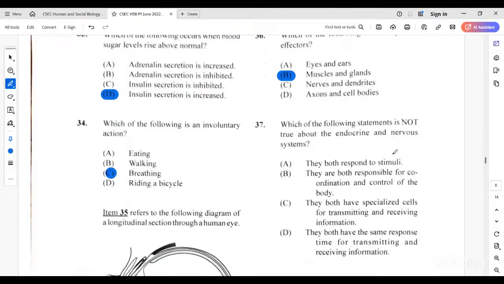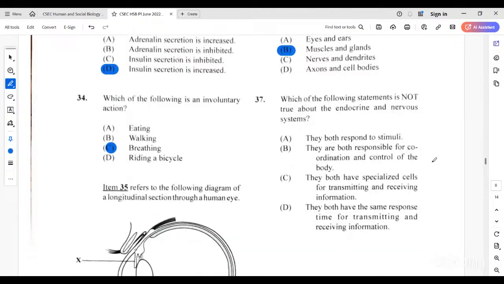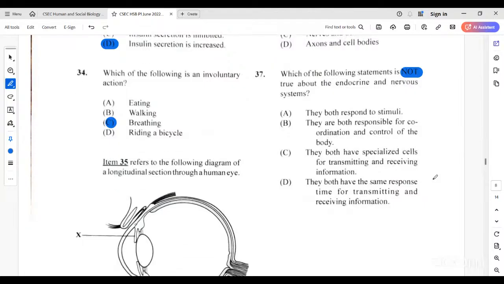Question 37. Which of the following statements is not true about the endocrine and nervous system? See that 'not' in capital letters. We want the thing that's false. They both respond to stimuli. That's true. They both respond for coordination and control of the body. Basically, they say the same thing with more words.